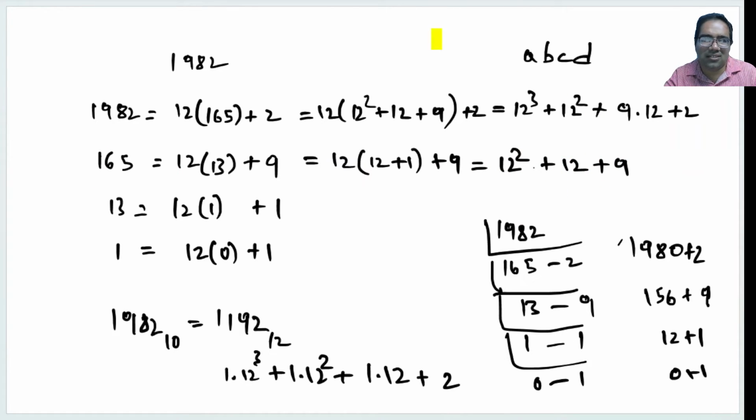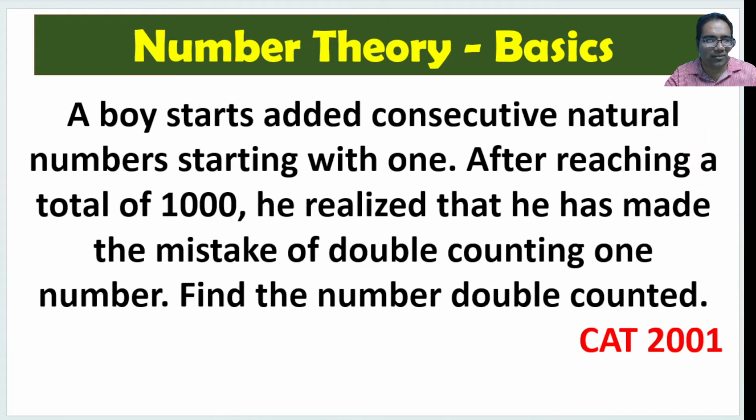Let us insert this in this 165. So this becomes 12 square into this entire part, 12 square plus 12 plus 9, plus 2. That becomes 12 cube plus 12 square plus 9 into 12 plus 2, which is what we are looking at: 1 into 12 cube plus 1 into 12 square plus 9 into 12 plus 2. That is base 12 notation, right? That's how these remainders actually work. The remainders in base 12 are actually representing this 1982. Right, guys? This is how we write base n notation.